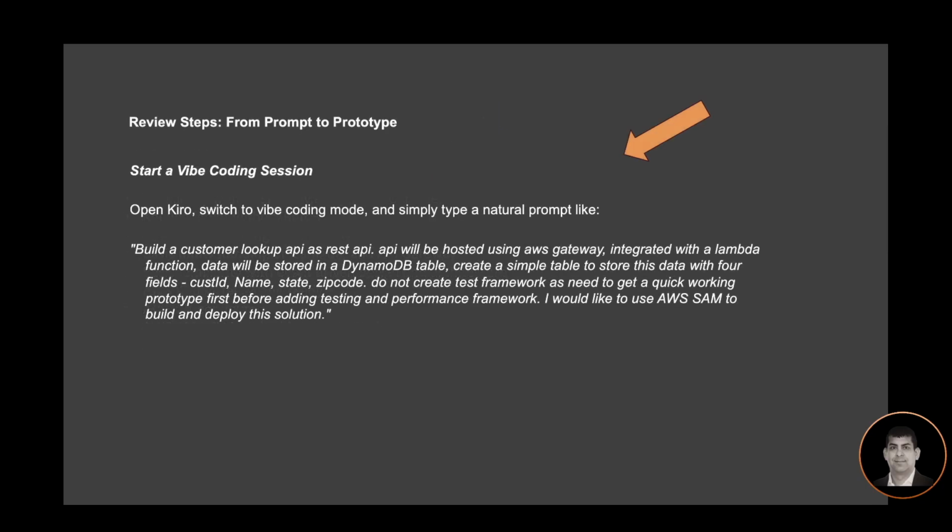So let's review these steps from prompt to prototype. And again, I'm calling it prompt to prototype and not production, because like I said, before you take any solution to production, especially a solution that is generated by Gen AI, you need to make sure that you have reviewed the code, you have performance tuned it, you have looked at all the exception handling, the errors, the logging, the monitoring, and so on, right? So there is work to be done.